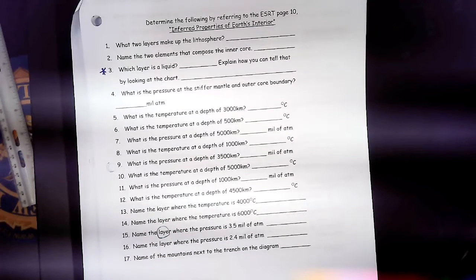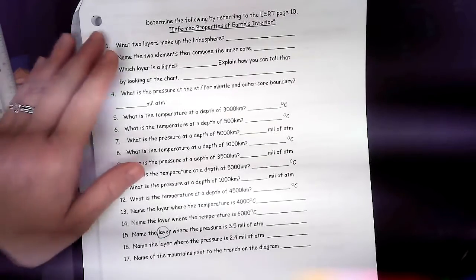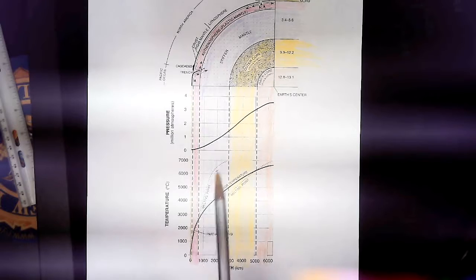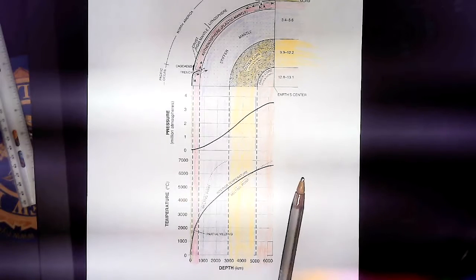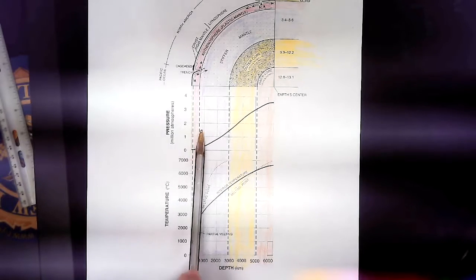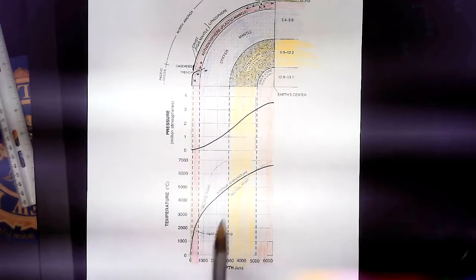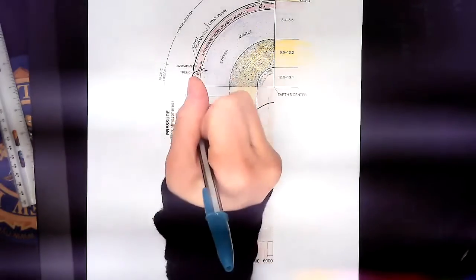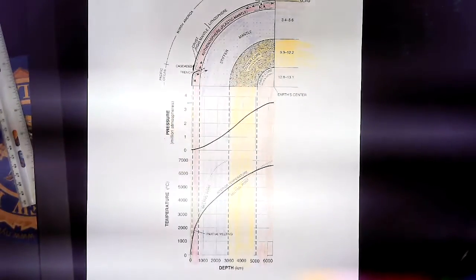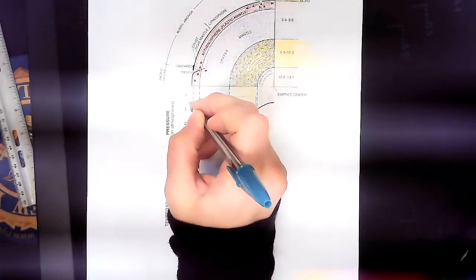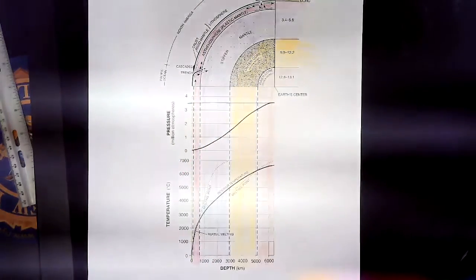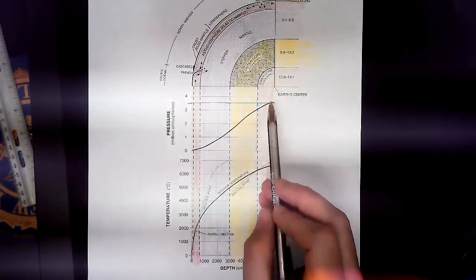So it says name the layer where the pressure is 3.5 million atmospheres. To do that, you can only start with what they gave you. So they gave you the pressure, so we're going to be using this chart. They're telling us the pressure is 3.5. So here's pressure, here's 3. So 3.5 is about halfway there. All you do is take the 3.5, go over till you hit the pressure line. So I hit the pressure line right there.